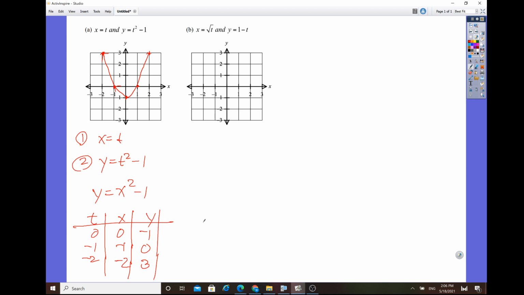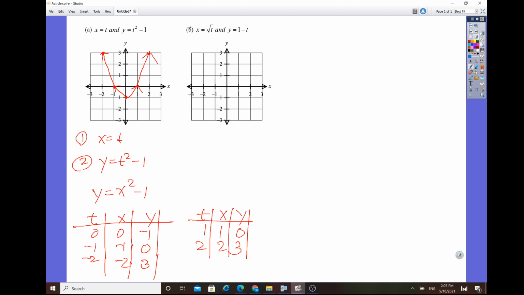And then what about if t goes positive? The positive value 1, so we got x equals 1, and 1 squared minus 1 would be 0. So 1, 0. And then plug in 2. So 2 squared minus 1 would be 3. So 2, 3 up here. That means it's going toward the other direction. So put in the arrow like that.